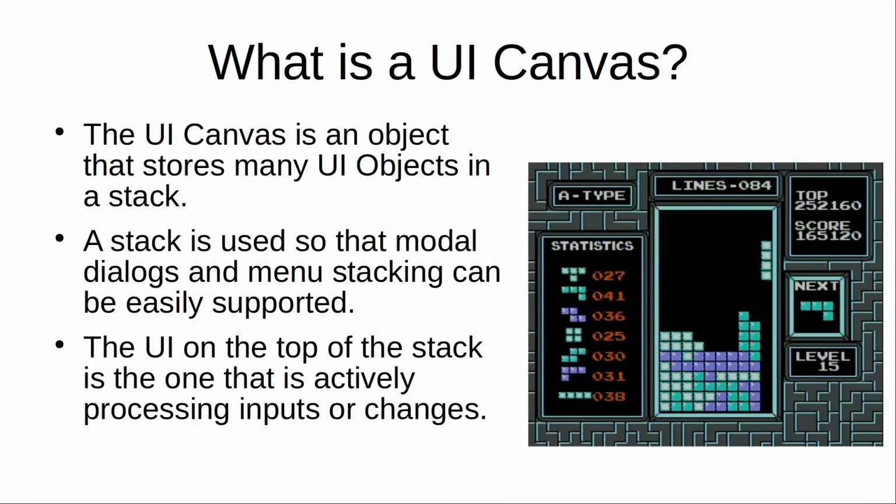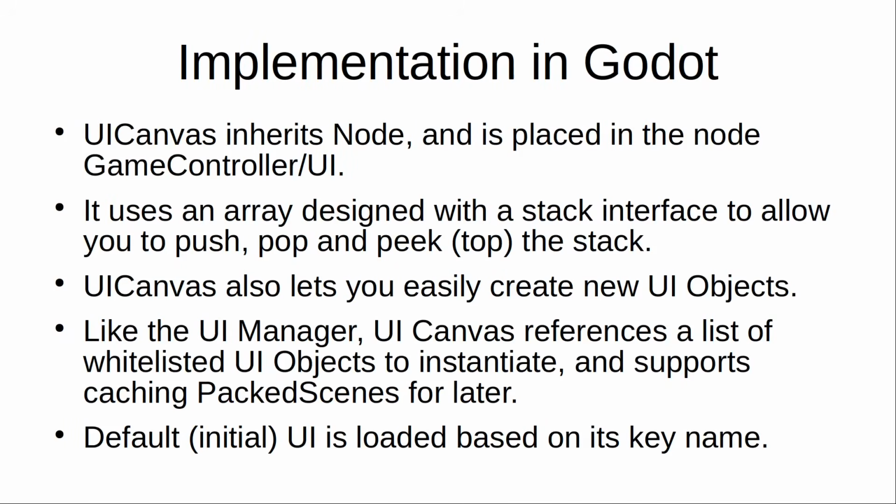So the UI canvas is not just processing all of those at once, it's just processing the top one, right? If you want to process the lower ones, you're going to have to write code that actually does that. Implementation in Godot. The UI canvas inherits node, and it is placed in the node game controller UI.